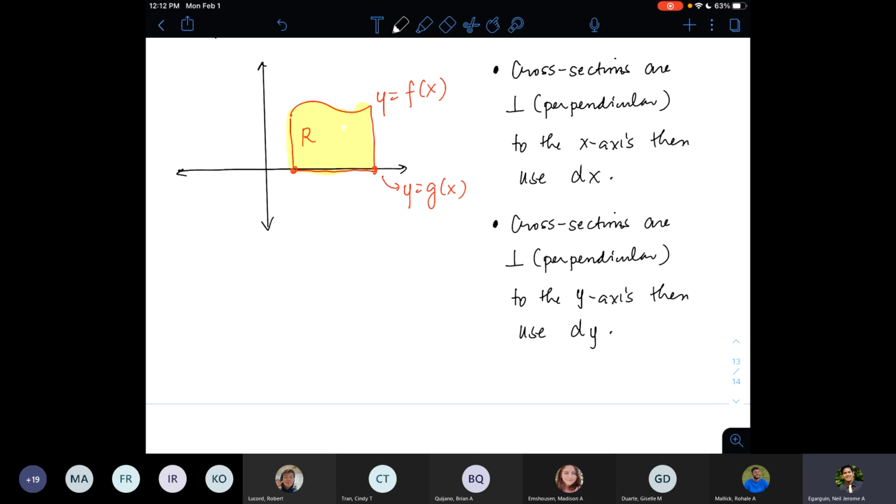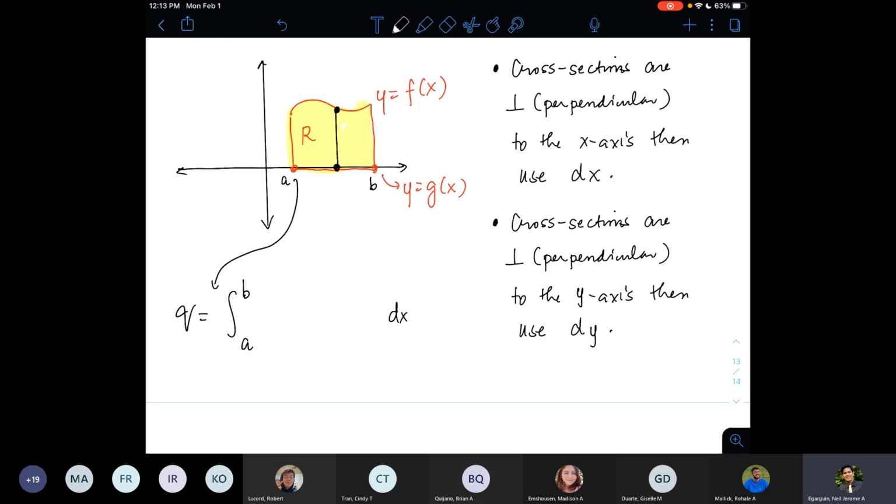And then say here, I know that for this particular example or illustration, say the cross sections are perpendicular to the x-axis. So that means you will have vertical strips over here. So the volume will be given by an integral with respect to x, because I assume here that the cross sections are perpendicular to the x-axis. So I need the bounds for x. Say the region started at x equals a and ended up with x equals b. So the bounds will be a until b.